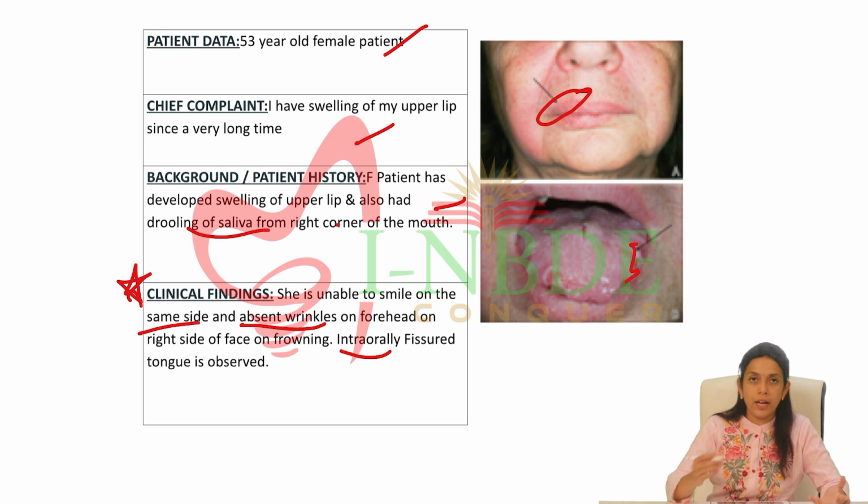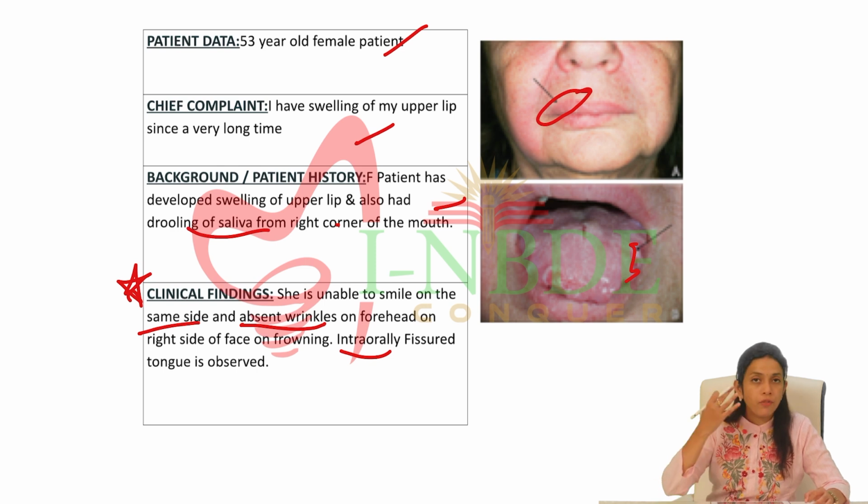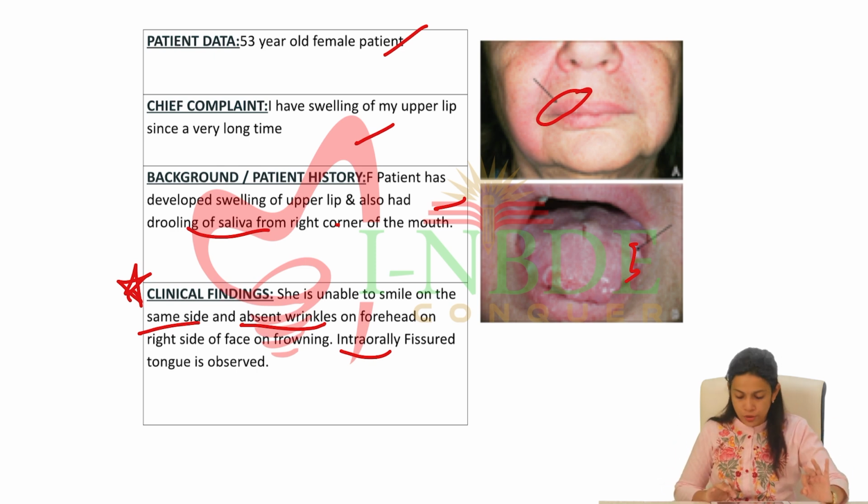Next, fissure tongue is clearly given, and there is a picture showing the fissure tongue. This is a second component. Third component, if you see, the swelling, right? So what exact swelling? The swelling of the upper lip. So there are 3 components now: the swelling of the upper lip, the facial palsy, and fissure tongue. So we know out of this we have got the 3 important key points, right?